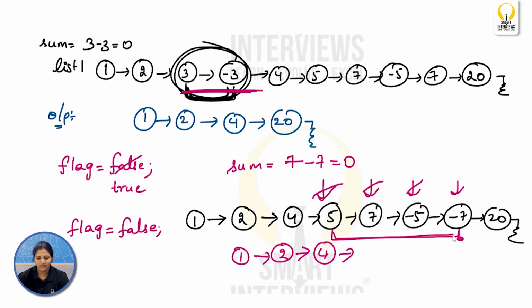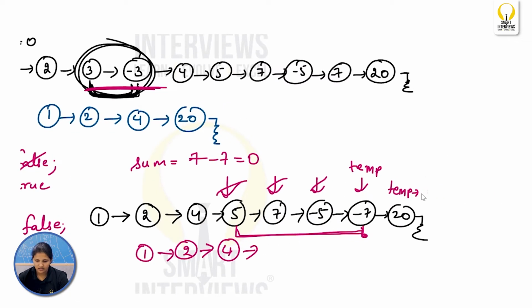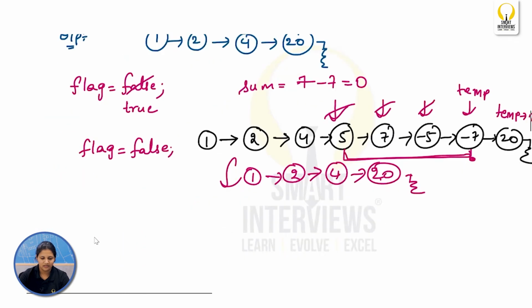Should you have it in your final list now? I cannot have it in my final list. So what will I do? I have to remove this. So that means for this 5, for this 4, what will I return back? I have to return the next point, which is, if this is temp, this is temp dot next. You are going to return your 20 back. And this list will be sent back.